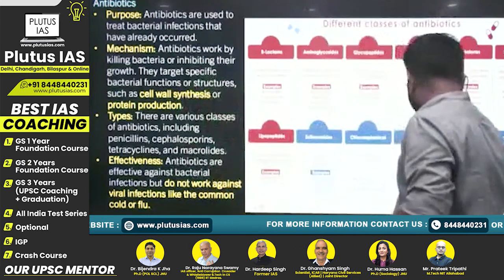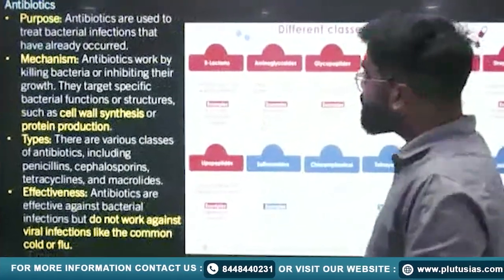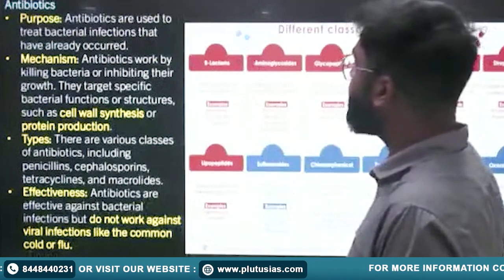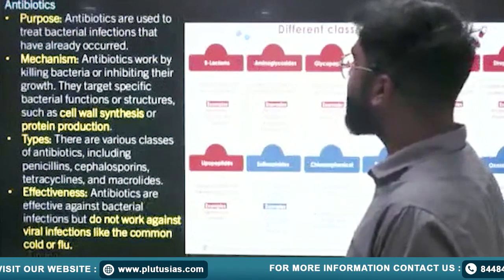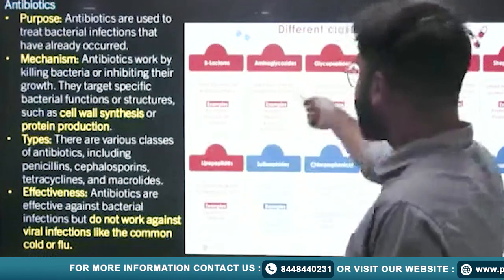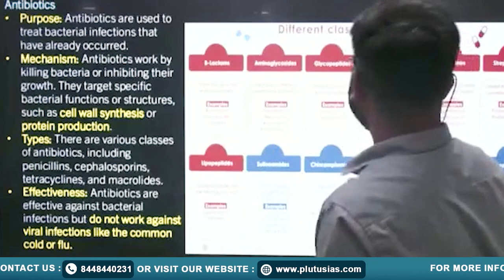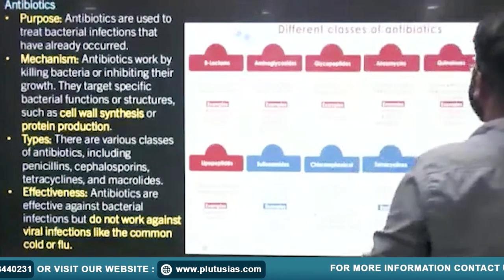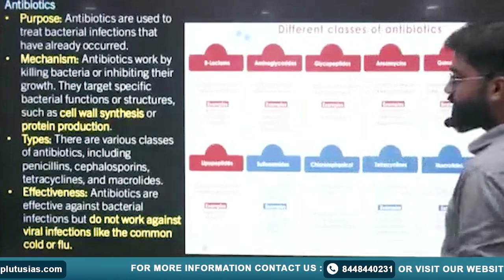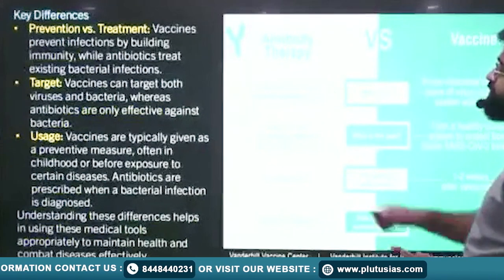But for sure, we will discuss this once, because this has been asked by UPSC, okay? So mechanism: antibiotics work by killing bacteria or inhibiting their growth. They target a specific bacterial function, structure such as cell wall synthesis, protein production. What are the types? These are the types: beta-lactams, aminoglycosides, glycopeptides, ansamycins, quinolones, there are a lot of them. So no need to remember that, okay?